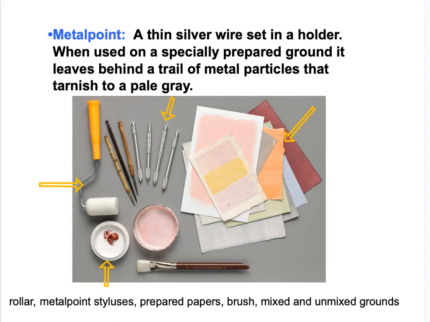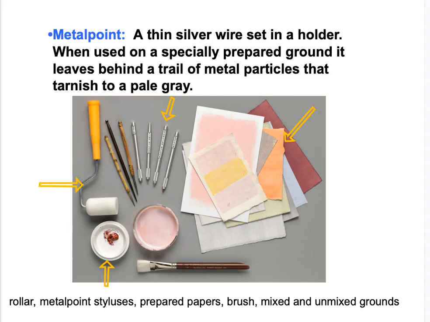This one would be like an unmixed ground. The ground is going to have a little bit of pigment to create a color. It's going to have a little bit of gum in it, which is like a binder that holds all the stuff together. And then it's going to have a little bit of that calcium carbonate in it that's going to create the texture that it needs to make the metal mark on the ground.